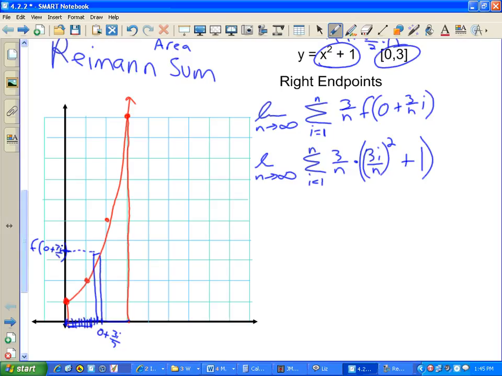So let's simplify some things in here. I'm going to square this out. So we get 9i squared over n squared plus 1. Now this 3 over n, that would be a constant. And so what I'm going to do, because n is just a number, that's how many rectangles I have. It's a constant. So when I take 3 divided by n, that's still a constant. And I can take that and move it out to the front of my sum. So that's what I want to do.